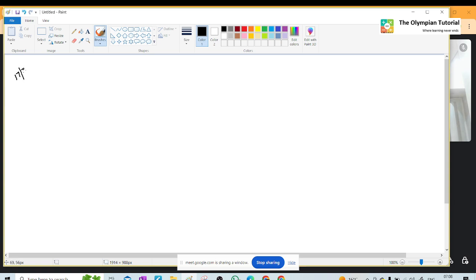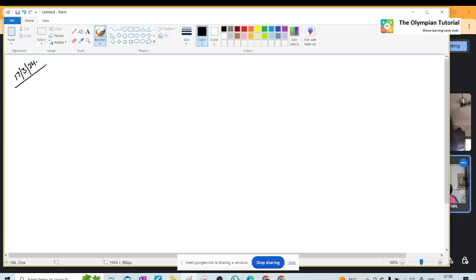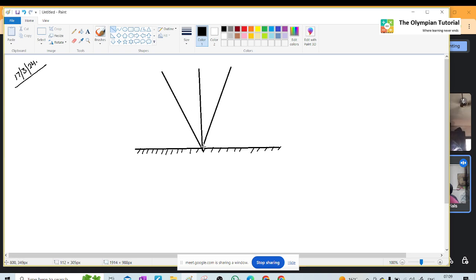Today is 17th March. Okay, Ayukta, explain the laws of reflection. Ma'am, angle of incidence is equal to angle of reflection, and reflected ray, incident ray, and the normal lie on the same plane. So this is normal, this is incident ray, this is reflected ray. This one incident, this one reflected, and N dash normal.